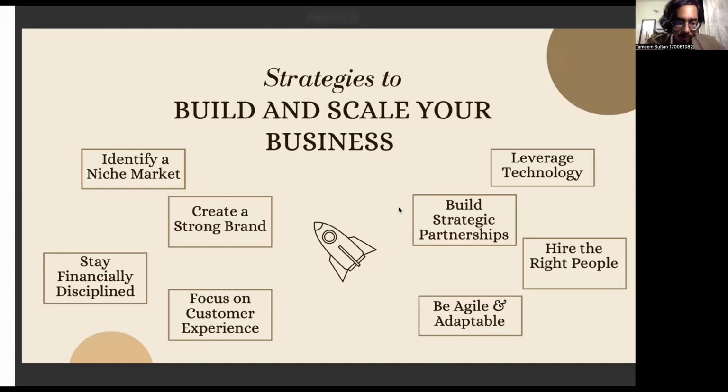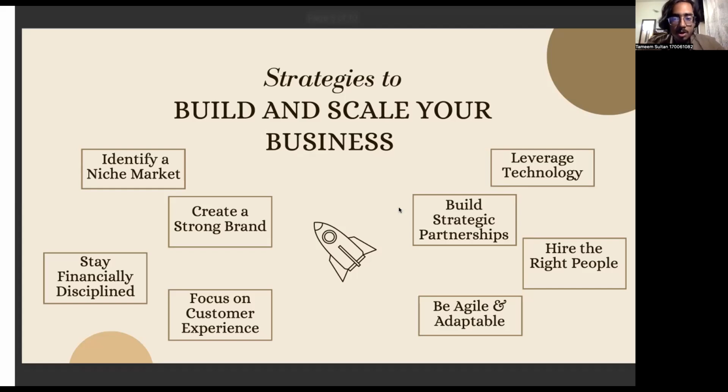Okay, so then we will focus on customer experience. Guys, this is really important. Focus on creating an exceptional customer experience by providing quality products or service. You may have a product-based business or a service-based business. No matter what kind of business you have, there would be no growth unless you are offering excellent customer support or customer service. So then try building a strategic partnership.